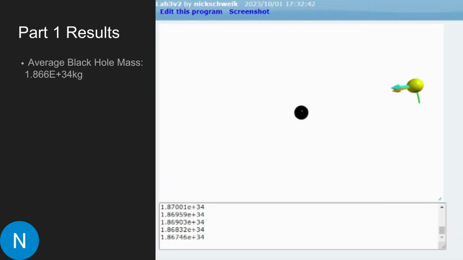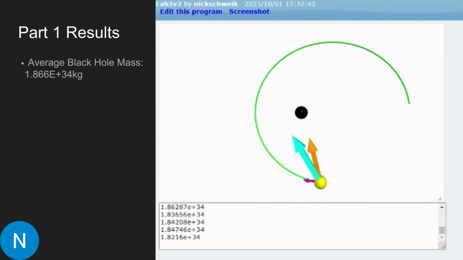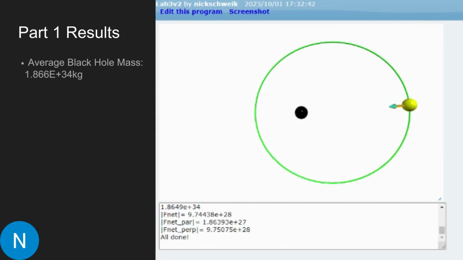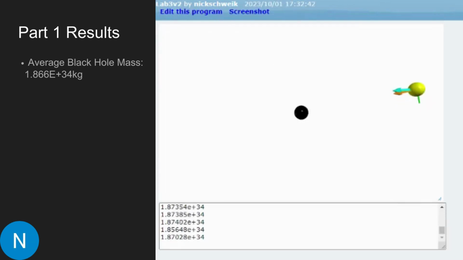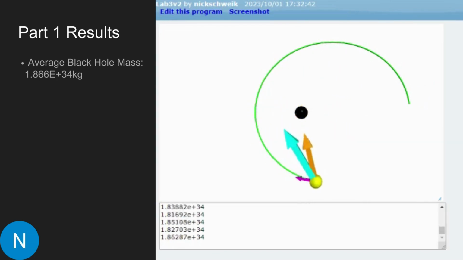So here are part 1 results. Off to the right, you can see the orbit of the star going around the black hole with the net force vectors going around in the parallel and perpendicular components. And then with that, we calculate that the average black hole mass is 1.866 times 10 to the 34th kilograms.